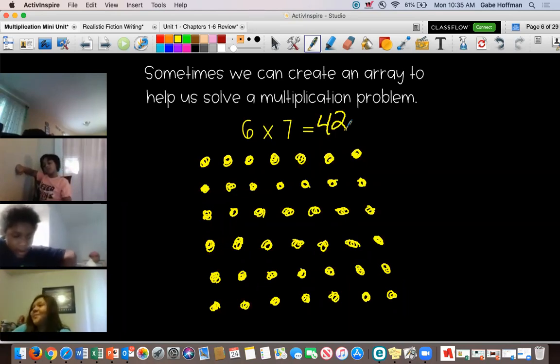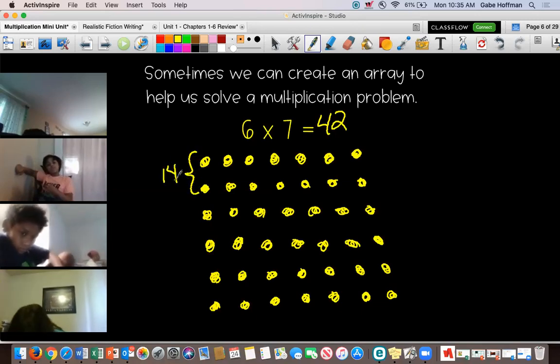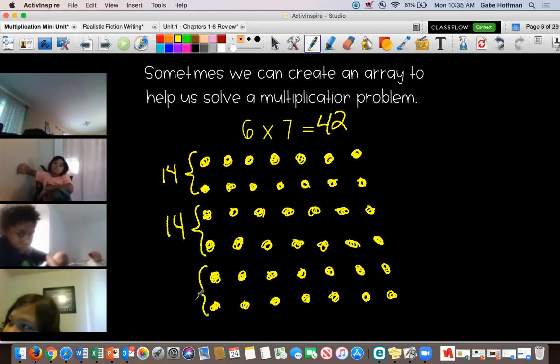Okay, so that's a great strategy. If you guys couldn't tell what she's saying, she said these two rows together are 14 because she knows 7 plus 7 is 14. And these two rows together are 14. And then these two rows together are 14. So she took all those rows, got the 14s, then she added those 14s together to get 42. Awesome strategy. Did anybody else get 42 a different way?